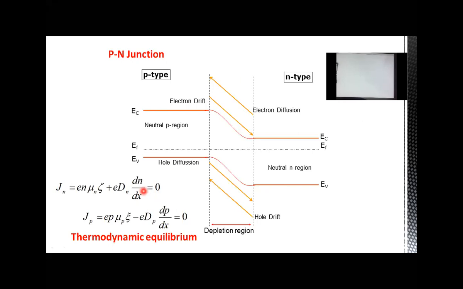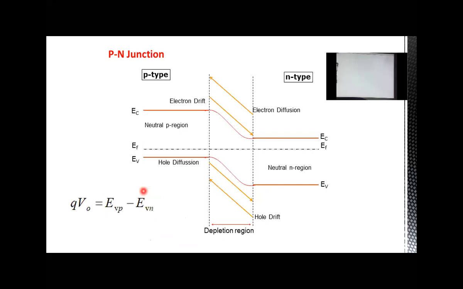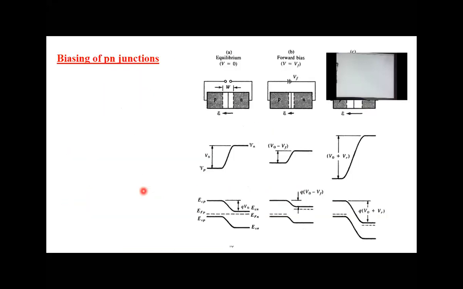No current is moving. In the next part, my dear students, next week, we are going to investigate what if we apply a potential to this device. What if we lose the condition of thermodynamic equilibrium and we start to conduct electrical current? What will happen? This will be the topic for the next part, where we are dealing with biasing of a p-n junction under different conditions.